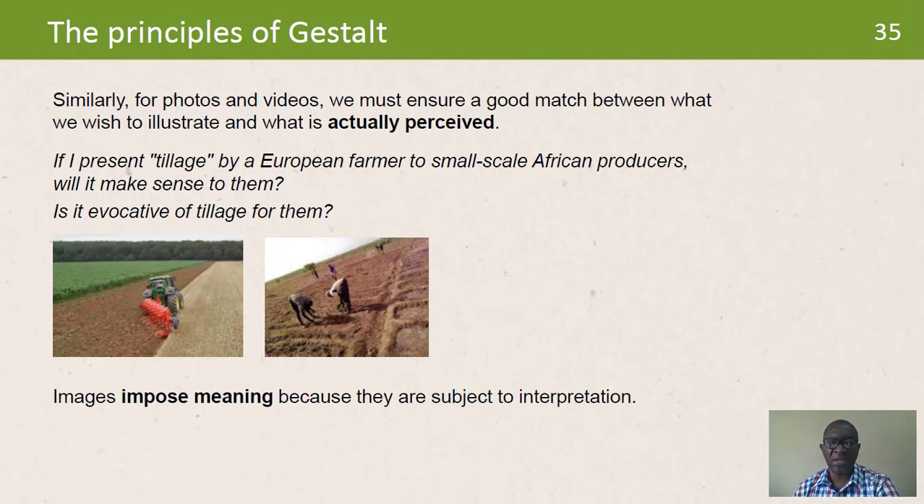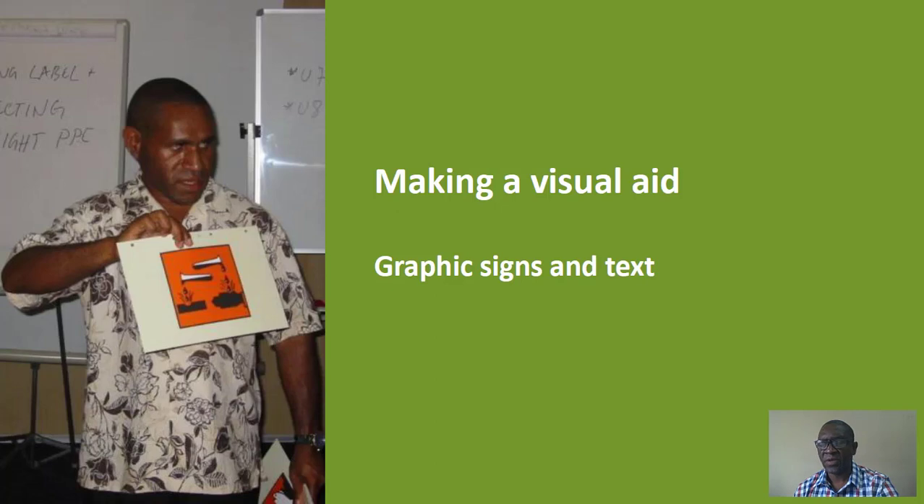If I present tillage by a European farmer to small-scale African producers, will it make sense to them? Is it evocative tillage for them? Images impose meaning because they are subject to interpretation. Your challenge is to use visual aids that are correctly understood and that facilitate the memorization of the messages you wish to convey. Making a visual aid: graphic signs and text.